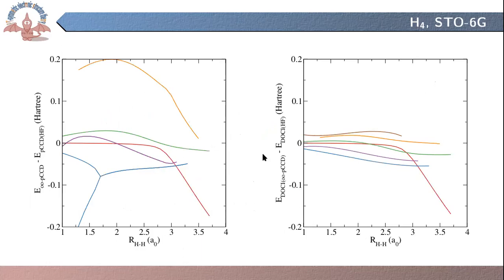And this is just to show on the left the energy differences for PCCD with and without optimizing orbitals, and on the right the same, but for the OCI. And you see that the dependence of the method with respect to the orbitals is much less for the case of the OCI than with PCCD.